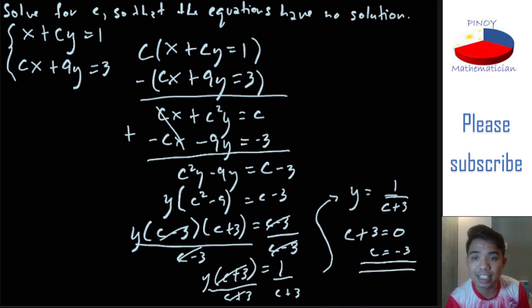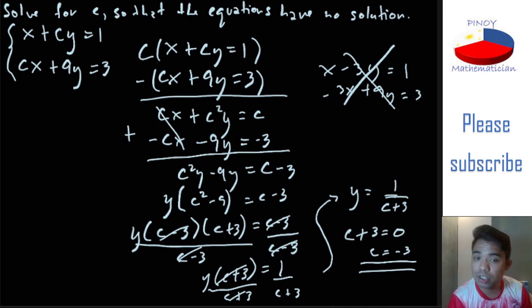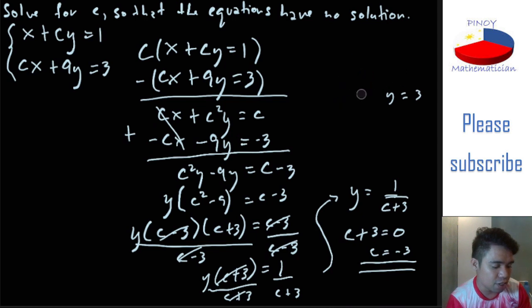So that means if c is -3 in our system of linear equations, we're going to replace it with -3. It becomes x minus 3y equals 1 and -3x plus 9y equals 3. Then that means there is no solution to this system of linear equations, meaning you cannot find an x and y value that makes both equations true. So that's the point, and that's the answer: c equals -3.